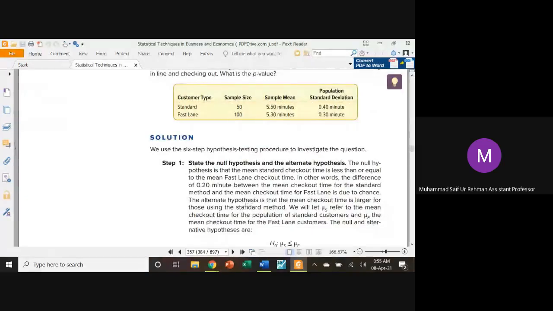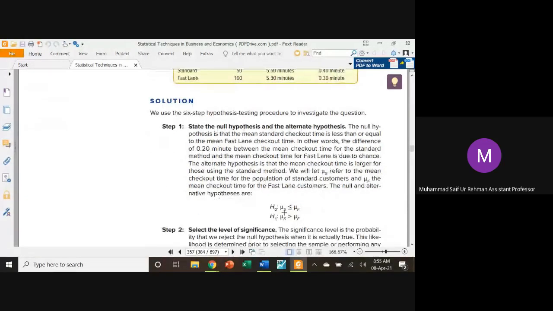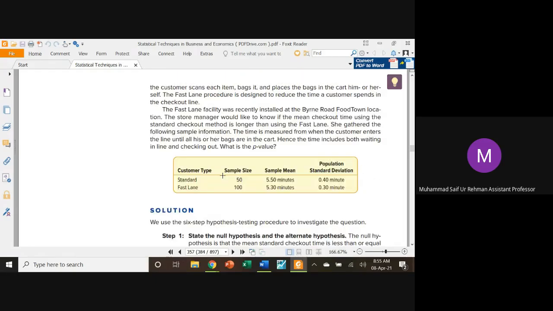So how will you set the null and alternate hypothesis? Here S is for standard and F is for fast lane. So how will you construct this? As we have already done in chapter 10, we construct the alternate hypothesis first and then we write down the null hypothesis. In this particular case, the sentence that is written over here will help you. This word longer is helping you.